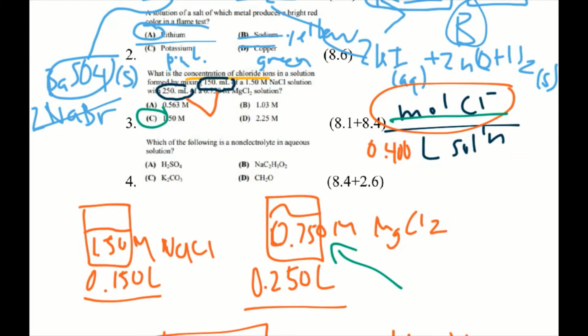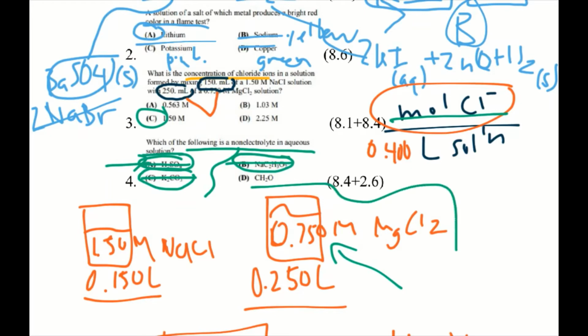Number 4, which of the following is a non-electrolyte in aqueous solution? So the non-electrolytes are the ones that are not salts or acids or bases. This is an acid, so it's out, and that's actually a strong electrolyte because H2SO4 is a strong acid. Now this is a salt, which is a strong electrolyte, that's out. This is also a salt, which is a strong electrolyte, so that's out.